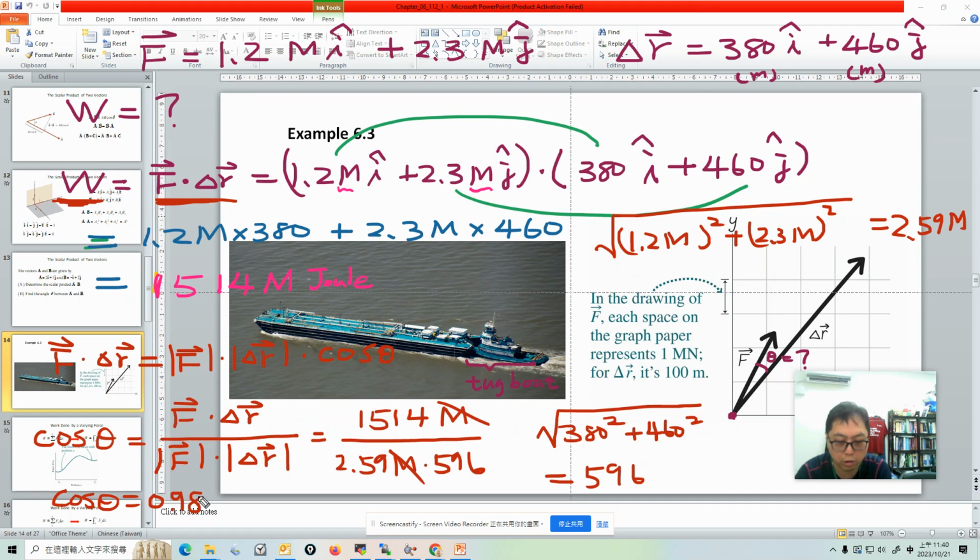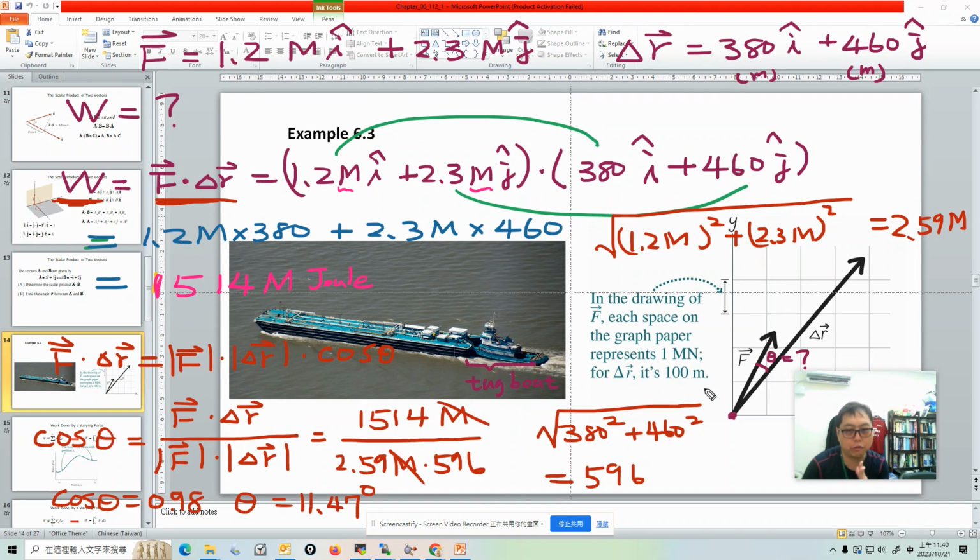So the cosine theta is equal to 0.98. We use the arc cosine. So what's theta? Arc cosine of 0.98, so theta is 11.47 degrees. The angle is very small, and that's what we want. We want the force and displacement to be almost parallel to each other, and that's why you can do the maximum work.